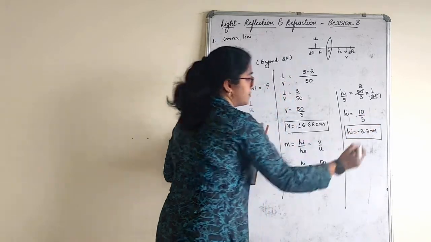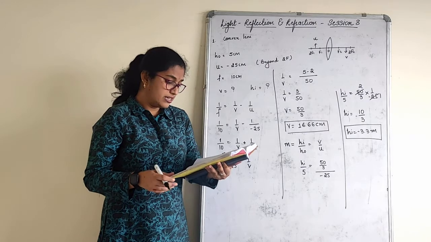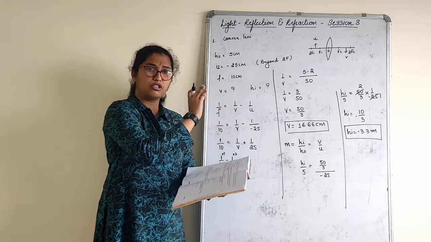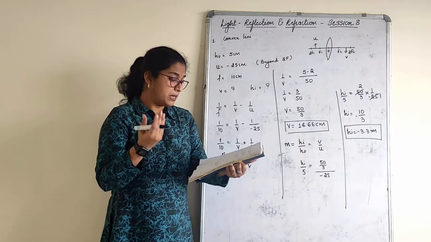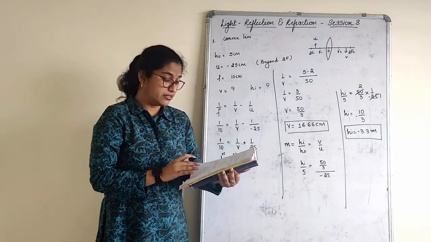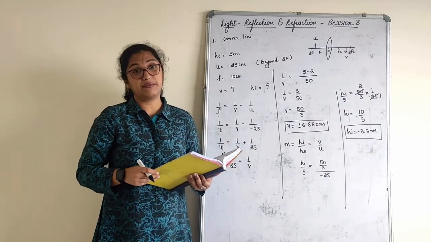Minus, yes. Okay, let's give the conclusion. Thus the image is inverted and formed at the distance of 16.66 or 16.7 centimeter behind the lens and measures 3.3 centimeter. The ray diagram is shown below. Now draw the ray diagram they have asked you.